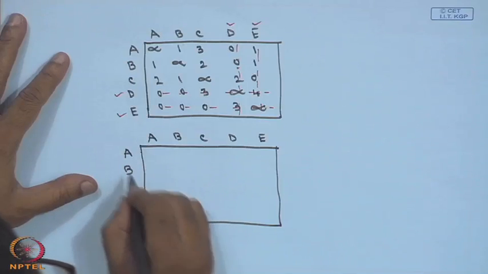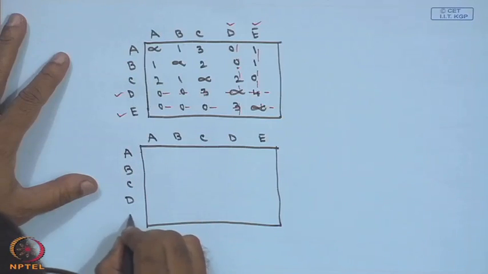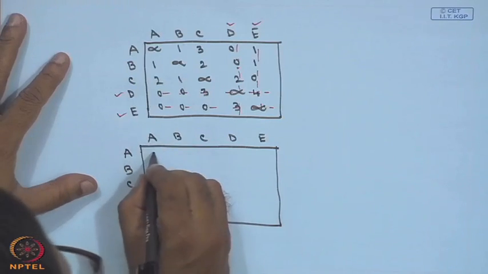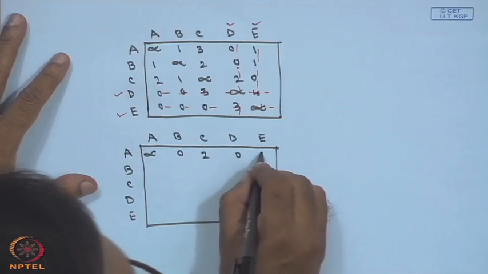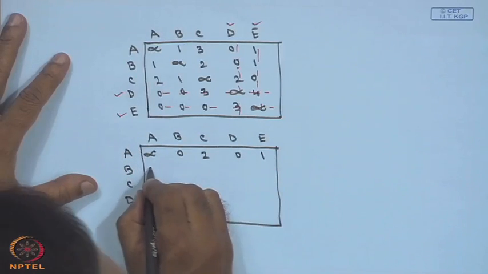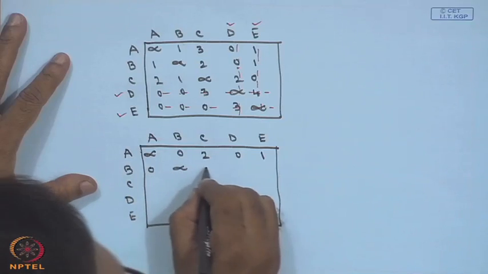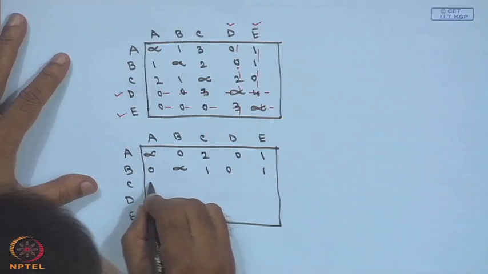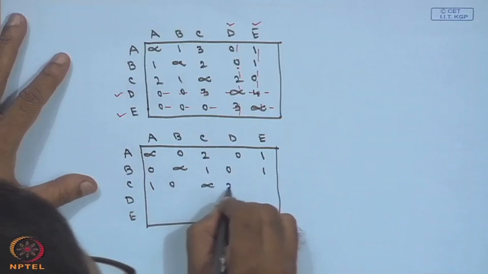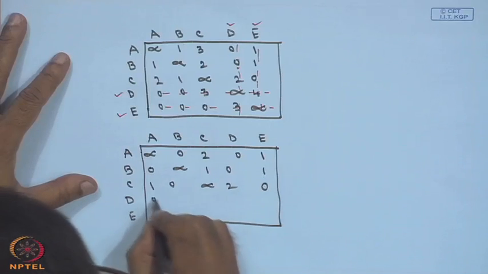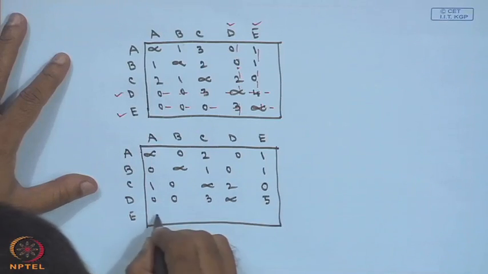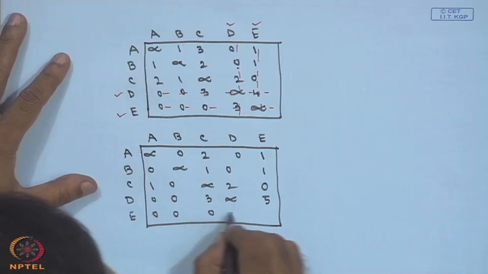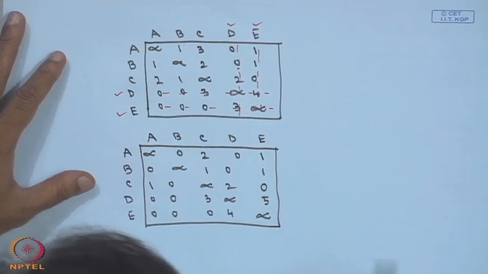A, B, C, D and E. The columns will be infinity, 0, 2, 0 and 1, then 0, infinity, 1, 0, 1, 1, 0, infinity, 2 and 0, 0, 0, 3, infinity and 5, 0, 0, 0, 4 and infinity.